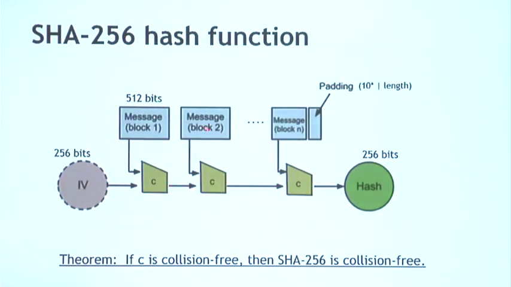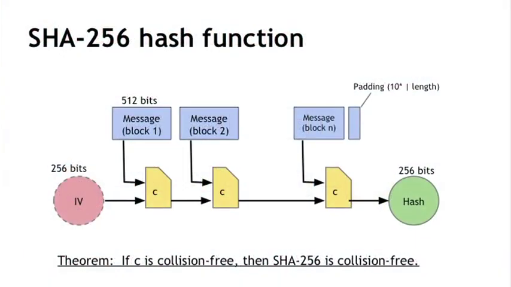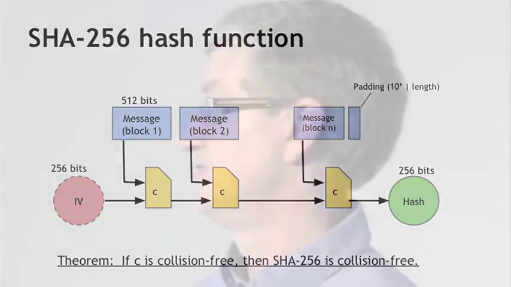You now take that with the next 512 bits of the message, run it through C again, and you keep going. Each iteration of C crunches in another 512-bit block of the message and mixes it in logically to the result. When you get to the very end, you have consumed all of the blocks of the message plus the padding. The result is the hash, a 256-bit value. And it's easy to show that if this compression function C is collision-free, then this entire hash function will also be collision-free. The other properties are a little bit more complicated, so I won't talk about them here.